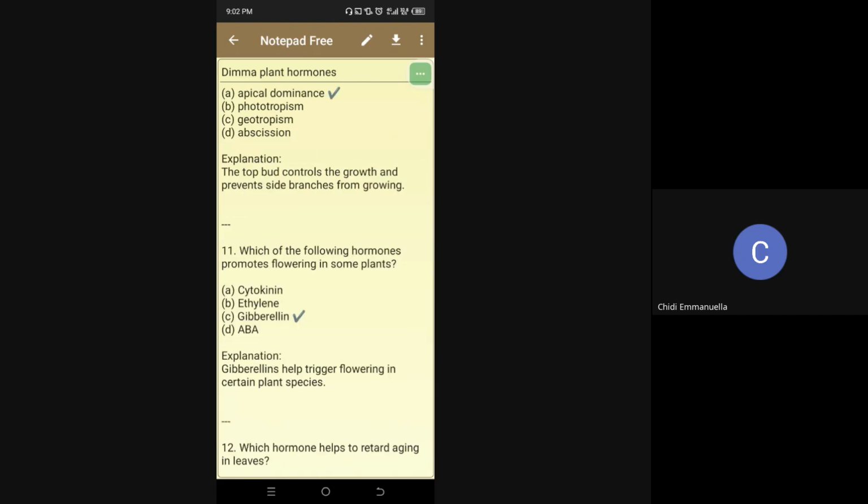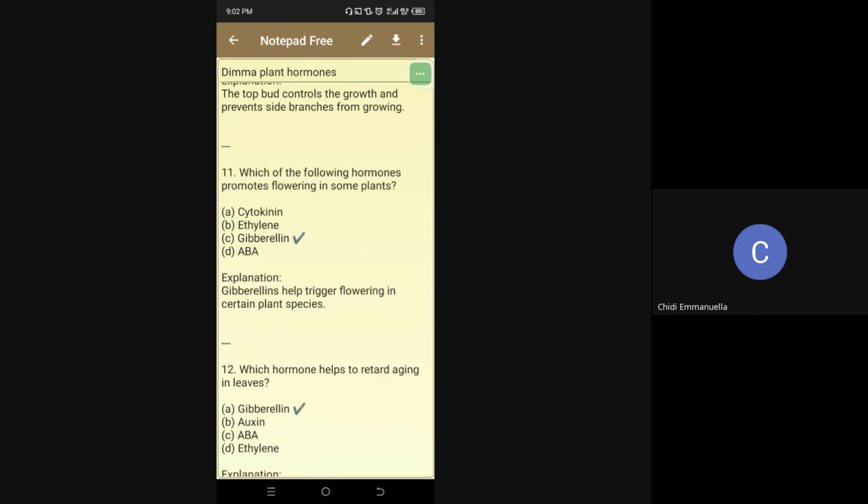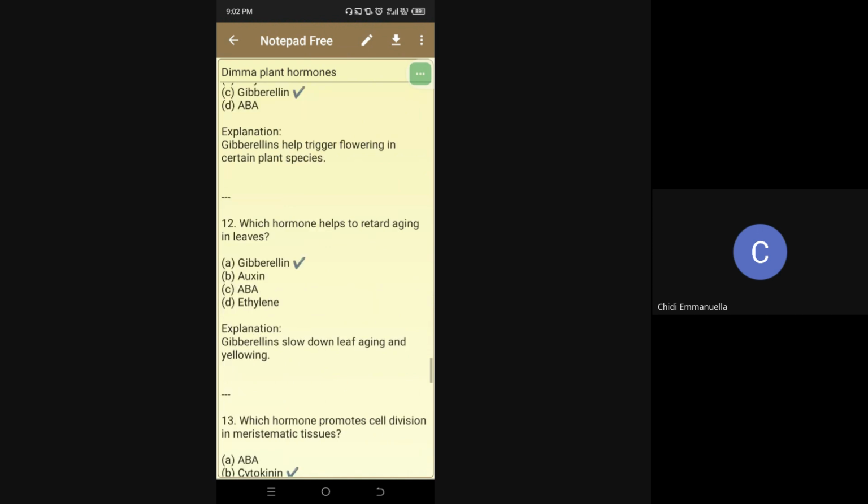Yes, sir. 11. Which of the following hormones promotes flowering in some plants? Yes, I told you that. Gibberellins lead to the production of flowers. So gibberellin is the best answer for that question. Gibberellins help trigger flowering in certain plant species. Next one.